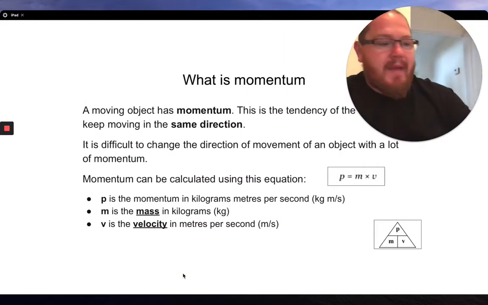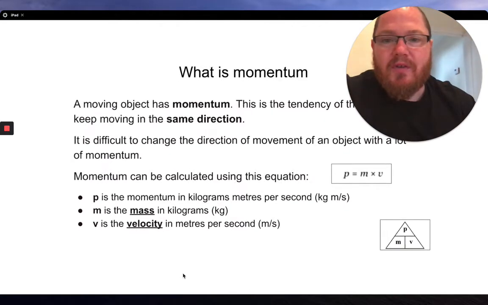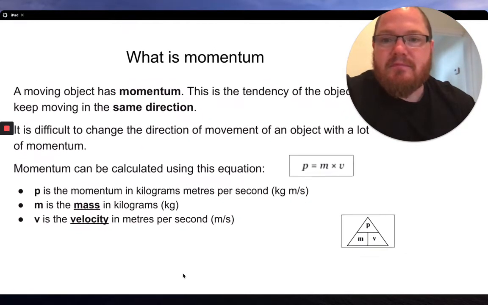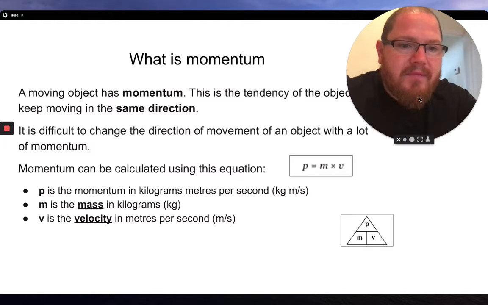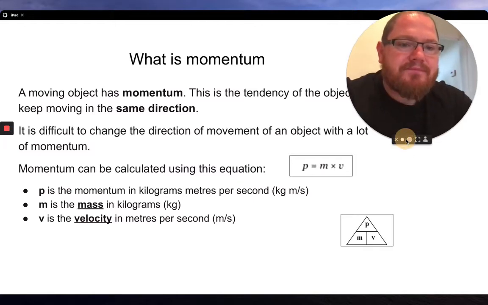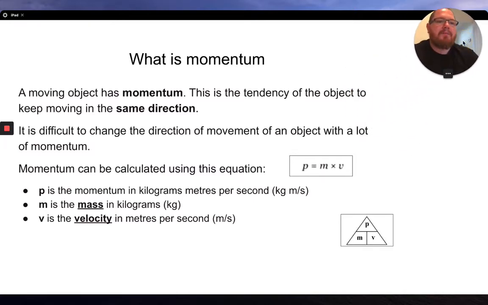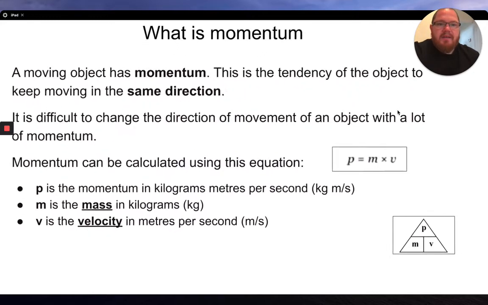So what is momentum? The first question that was on the starter there. Let me just make my face smaller. Move it up there. And I can zoom in on that then.